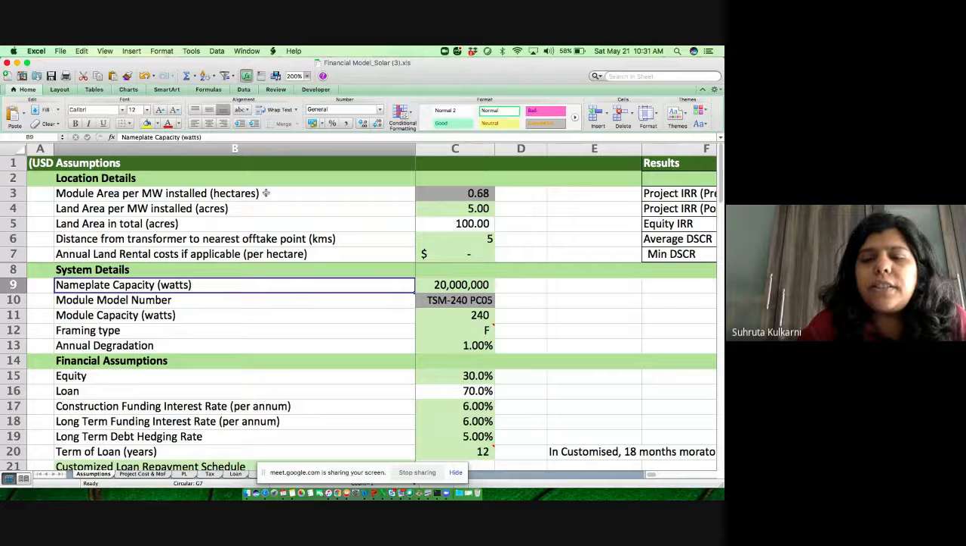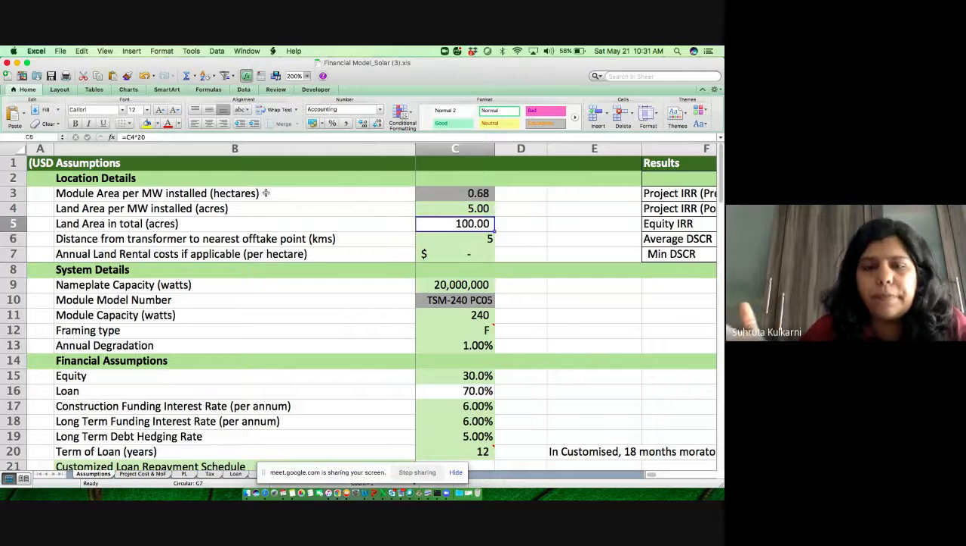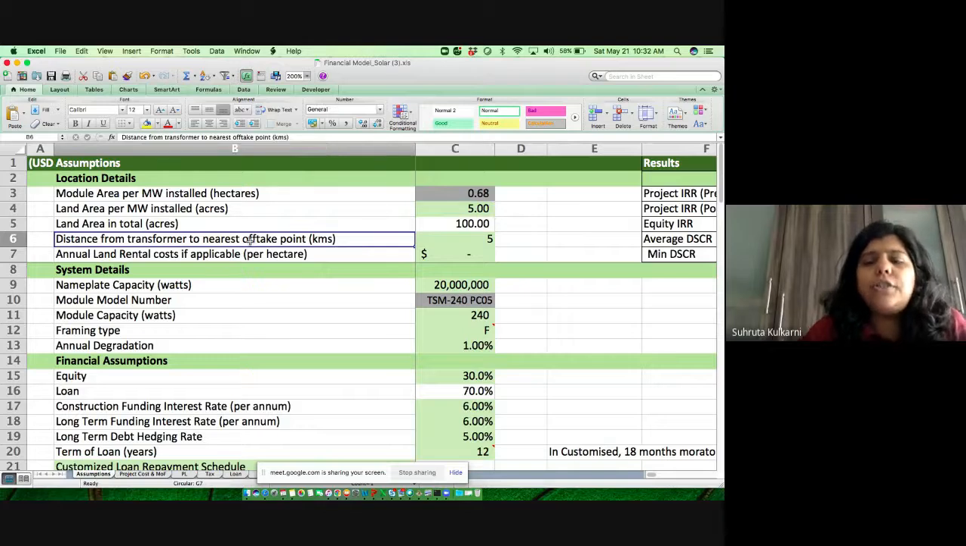Tomorrow, if I change this 20 megawatt to 40 megawatt, my land requirement will proportionately go up. If you think that this should not be proportionate, then you can put a discount factor and model that additionally over here itself. So every input that goes into the model should be modular. Try to break it down as much as possible.